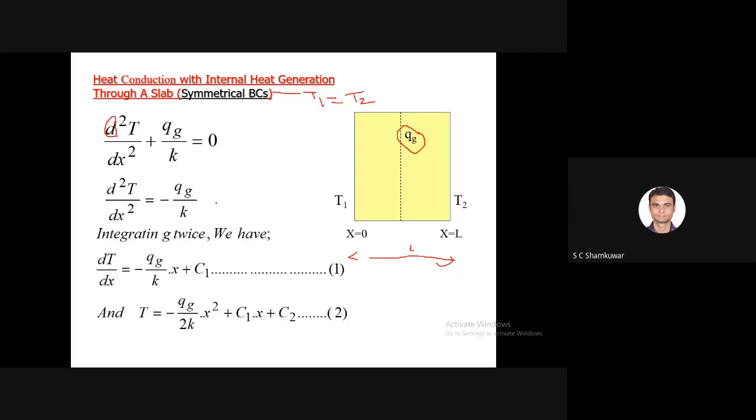Okay, can we differentiate here Poisson's equation? Yes. If you integrate this Poisson's equation twice, we will get dT/dx = -(qg/k)x + C1, and T = -(qg/2k)x² + C1x + C2. So these two equations we will get after double integrating the Poisson's equation. Are you getting? Please write down these things.